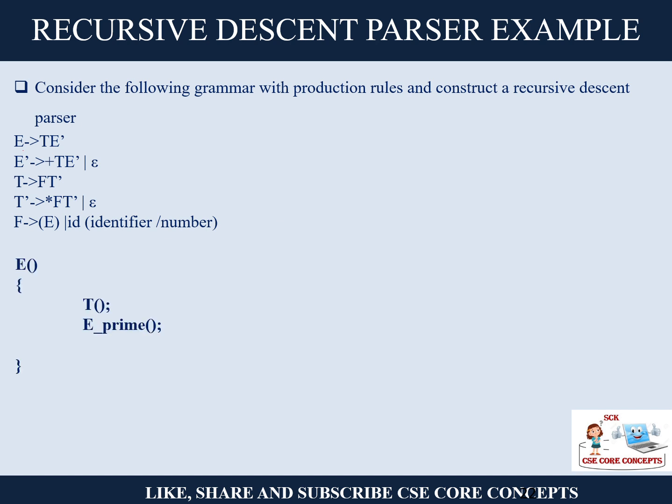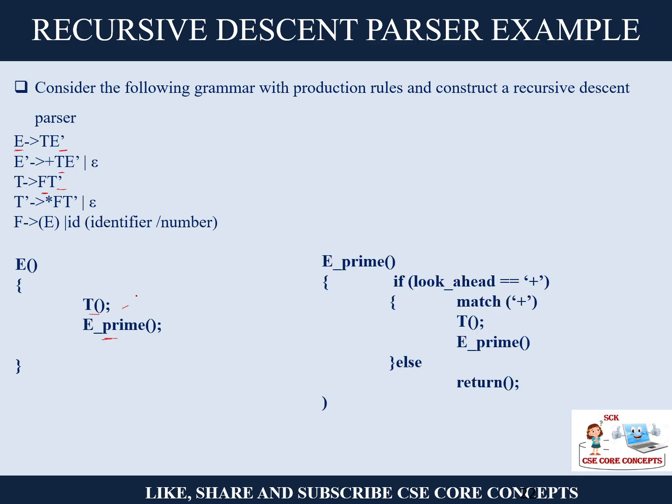As our recursive descent parser rule says, we have to construct a function for each non-terminal. So how many non-terminals do we have here? That is E, then E prime, then T, F and T prime. So these are our non-terminals. Let us get started with the first non-terminal, that is E. The first rule says that you are going to call the function for T followed by E prime.